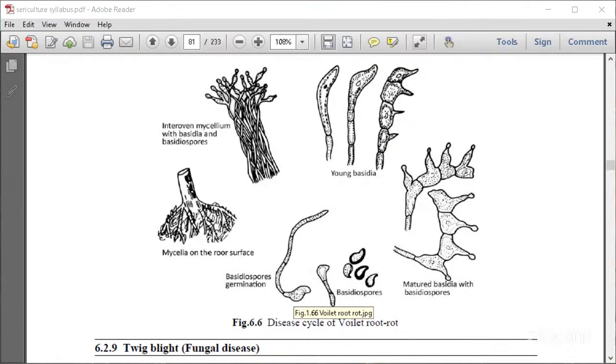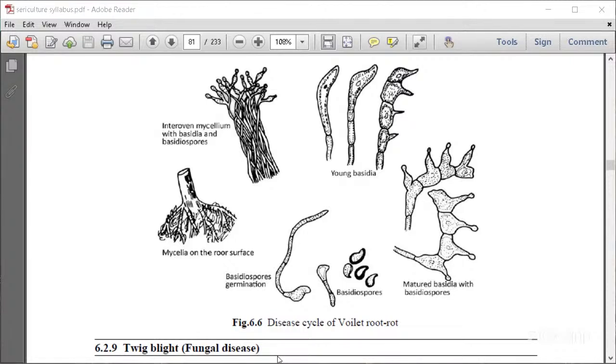uniformly. The new saplings, before planting, are treated with 20% lime water or 1 percent copper sulfate solution for an hour and washed with water. These are the controlling measures of this disease, that is violet root rot disease.